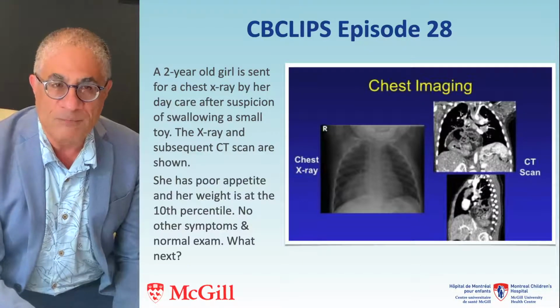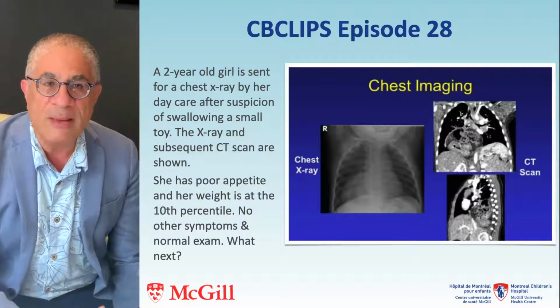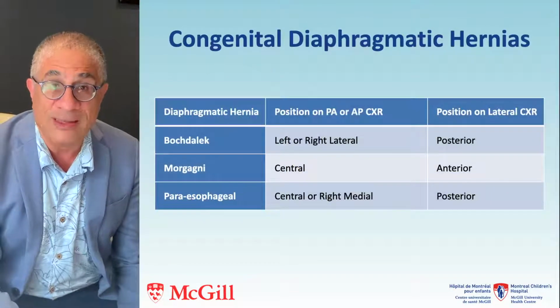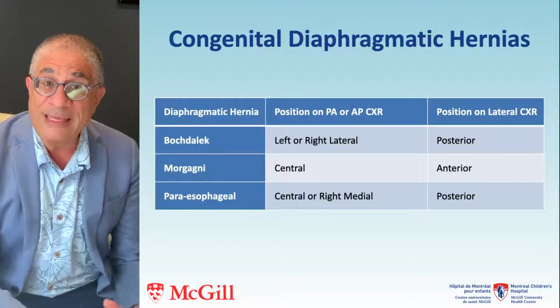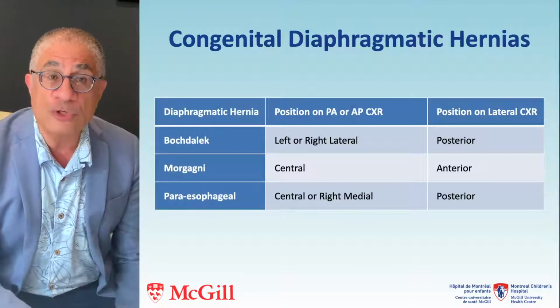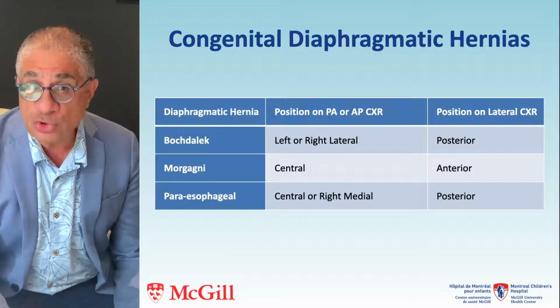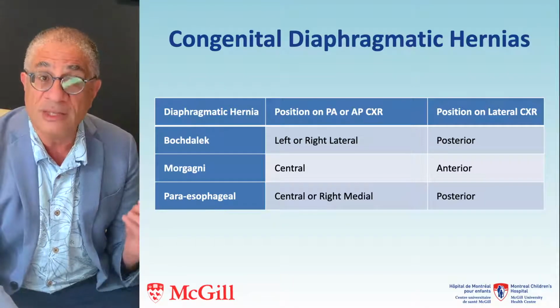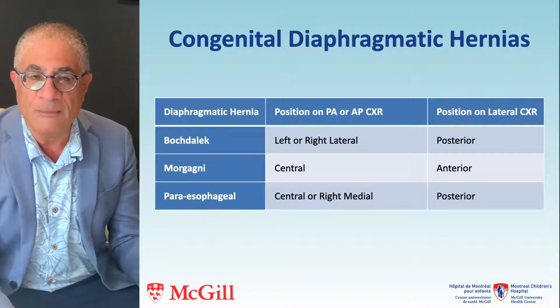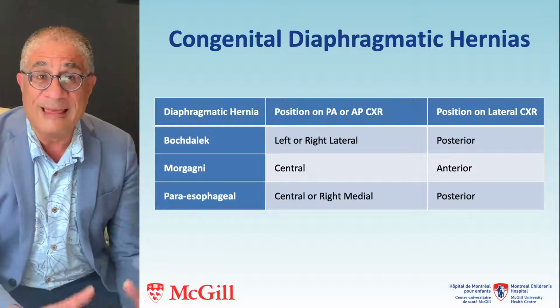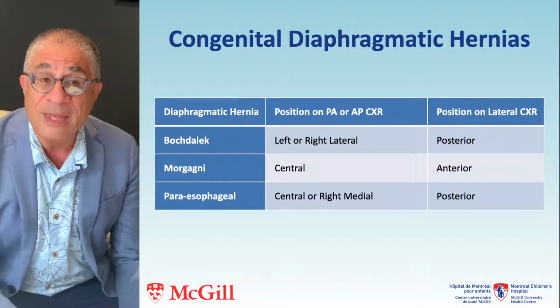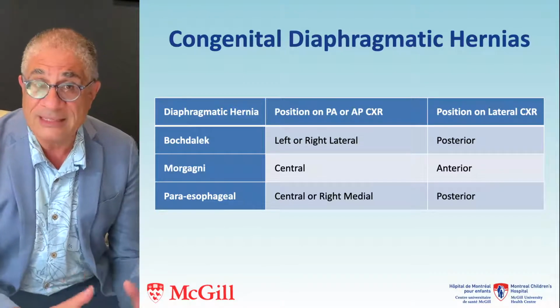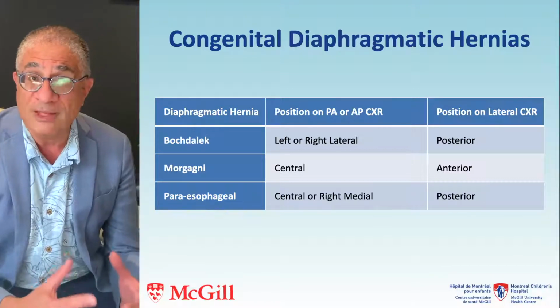it's posterior. And this really brings us to the 3 types of congenital diaphragmatic hernias we encounter in children. The Morgagni is anterior. The 2 posterior ones are the Bochdalek, which is usually posterolateral, and the para-esophageal, the least common, which is posteromedial. So the clinical principle here is that a posteromedial diaphragmatic hernia is a para-esophageal hernia. This is the least common and often the one that is most missed.